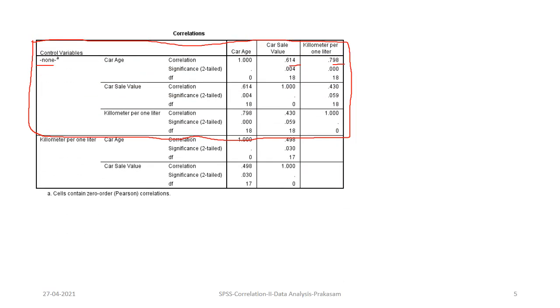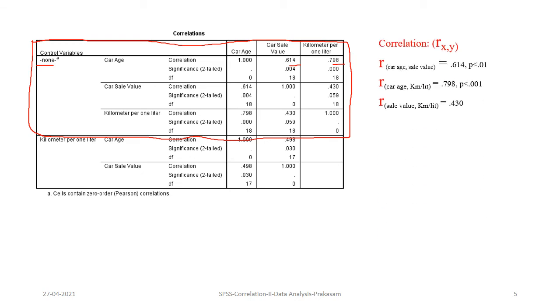Here we will illustrate the output of SPSS. The red square shows that, controlling for the variable none, the correlation coefficients among car age, car sale value, and kilometer per liter are given. Down below you can see that kilometer per liter is controlled, and then the relation between car age and car sale value is given.